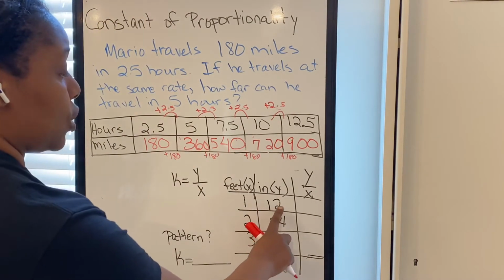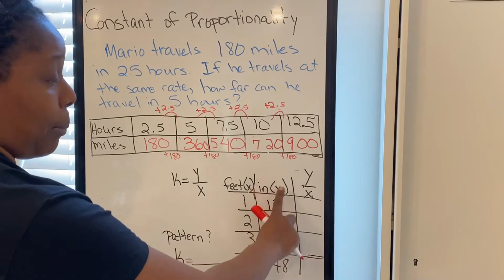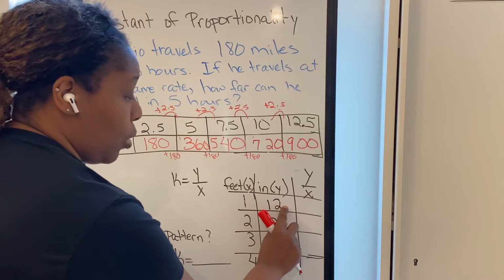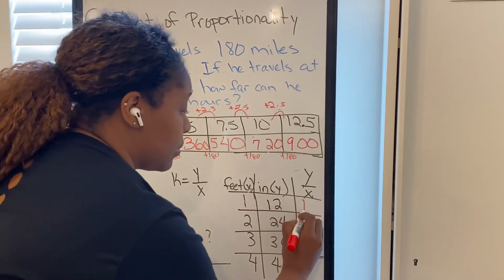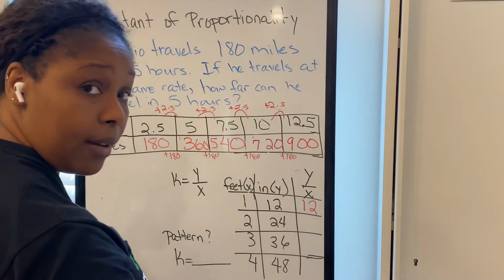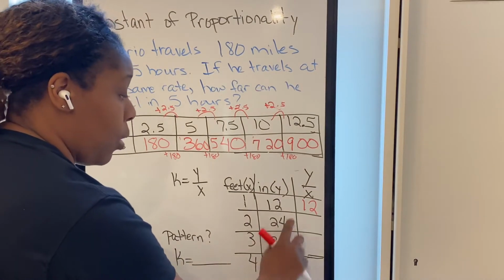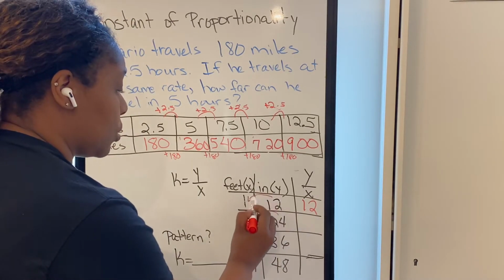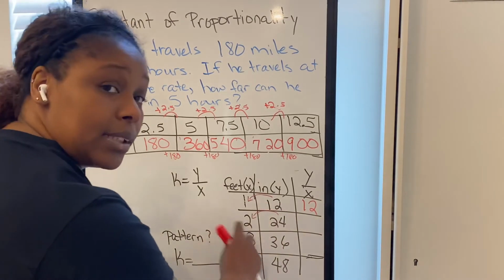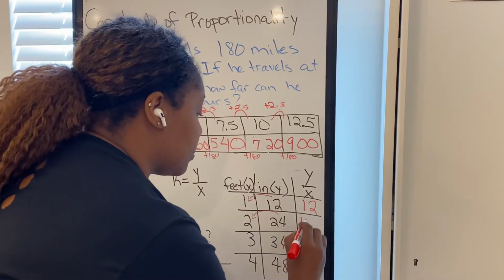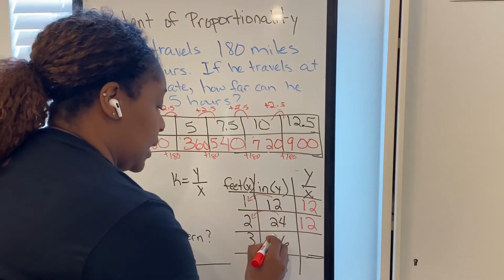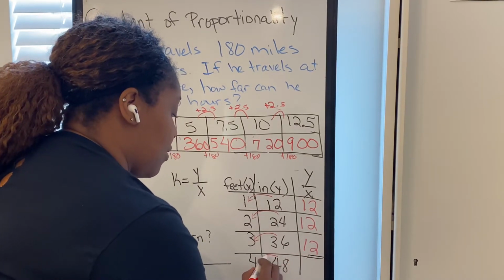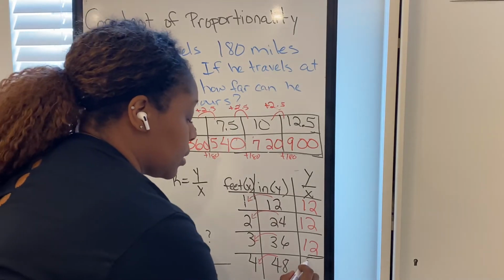So if I say 12 and 1, I'm looking at my Y first because I have my Y divided by my X. What is 12 divided by 1? It's going to give me 12. Okay, simple enough. What is 24 divided by 2? So this we did this way, I'll show you the arrows. 24 divided by 2 gives me 12 again. 36 divided by 3 is going to give me 12. And 48 divided by 4 is going to give me another 12.